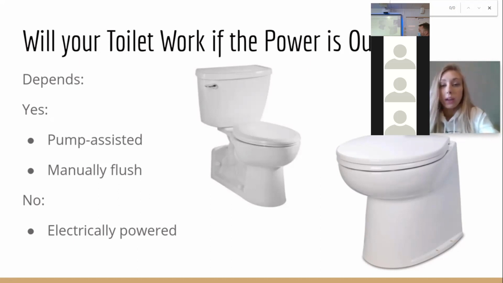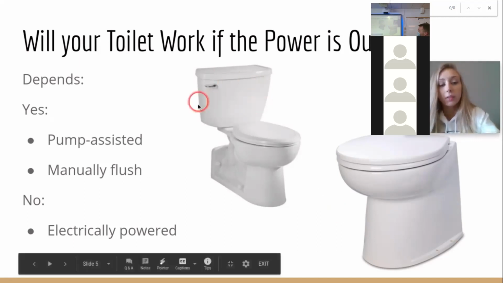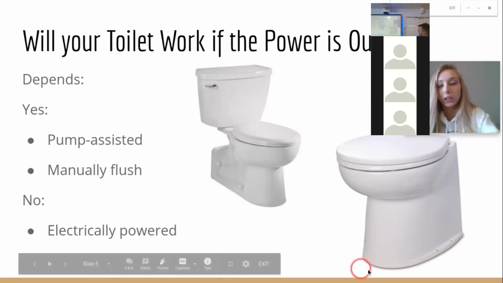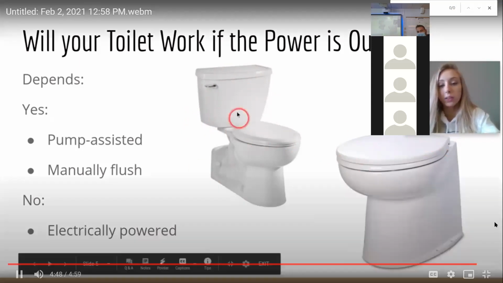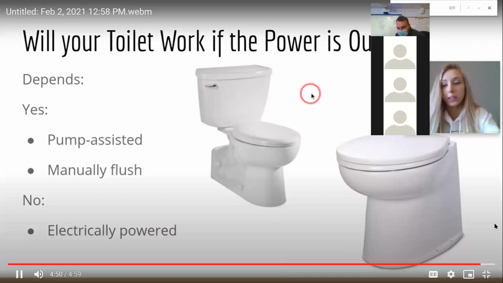In order to manually do it, you need to take a bucket of water and pour it into the toilet bowl. On the other hand, if your water system is electronically powered, then you can't do this because the water and the waste is transferred into the sewer by an electric pump, so it won't work without electricity. Right here, I have the pump-assisted toilet, and this is a picture of the electronically powered toilet. This is the toilet that we're most likely used to.